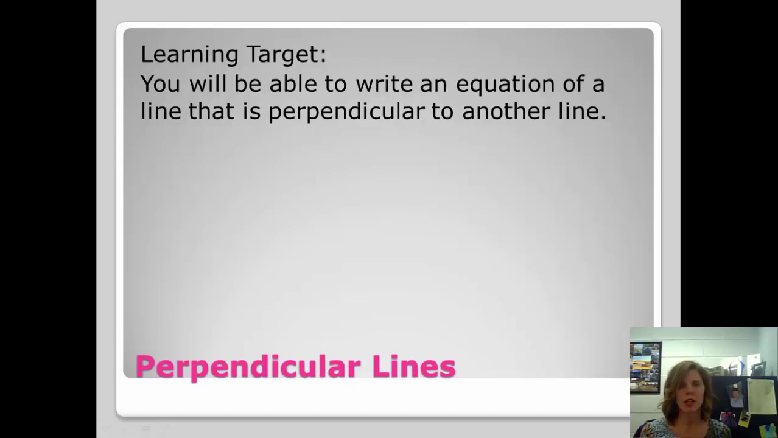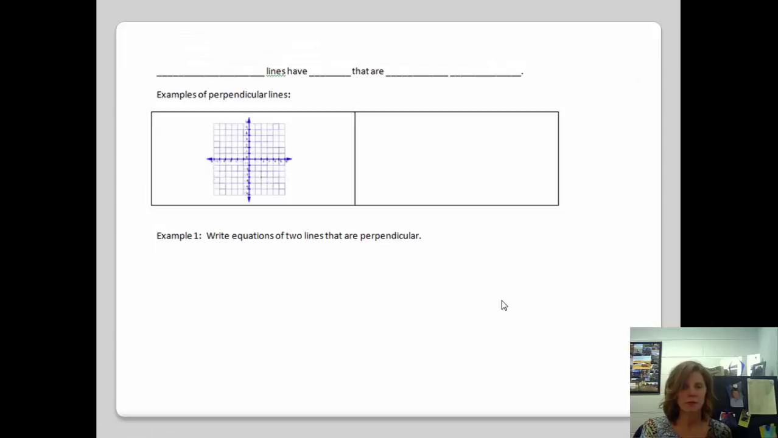We are now going to be looking at perpendicular lines now that we've already looked at parallel lines. At the end of this lesson, you'll be able to write an equation of a line that's perpendicular to another line. Okay, so first of all, let's take a look at what perpendicular lines have to do with slopes.